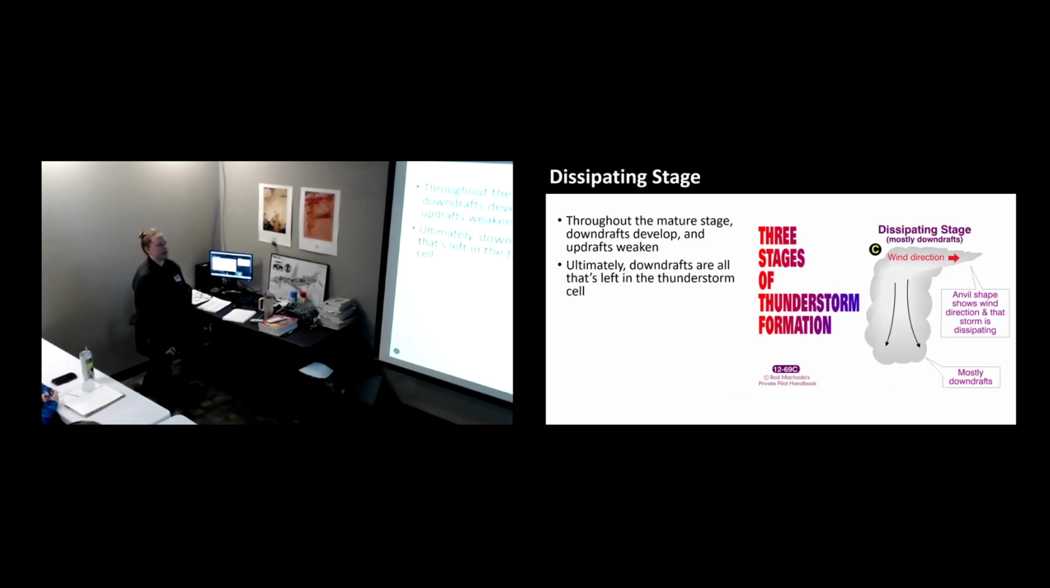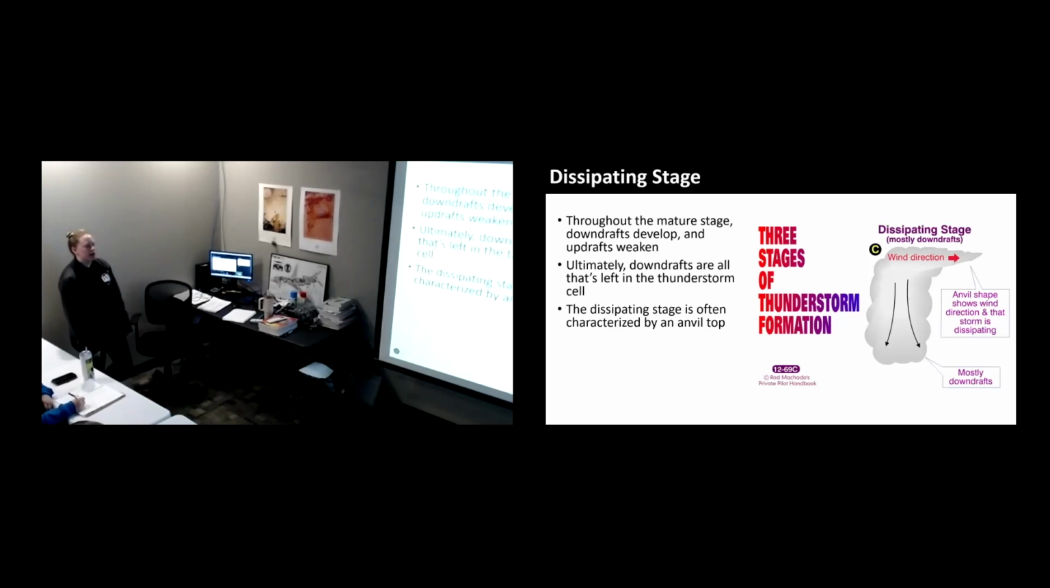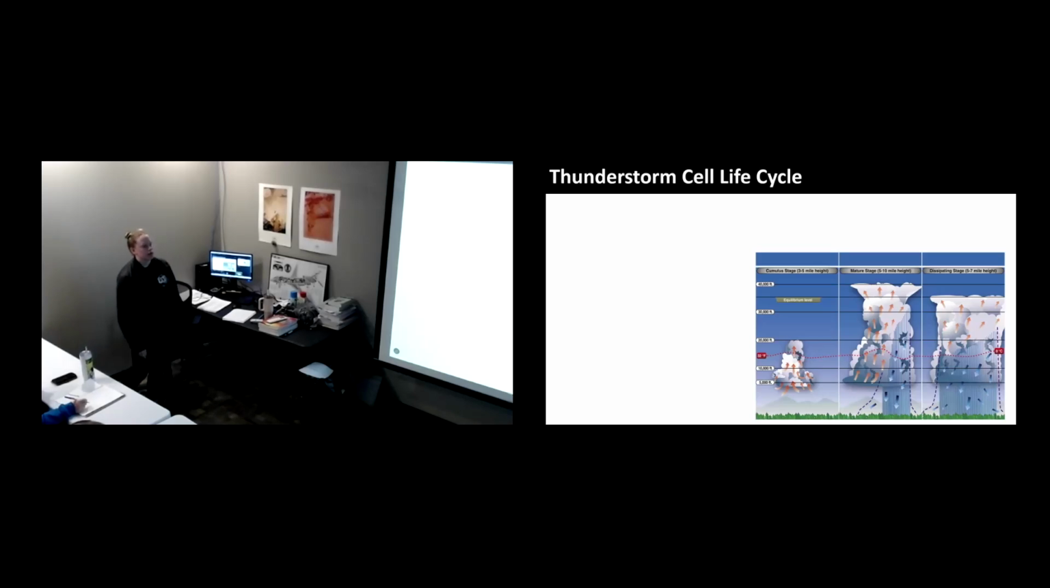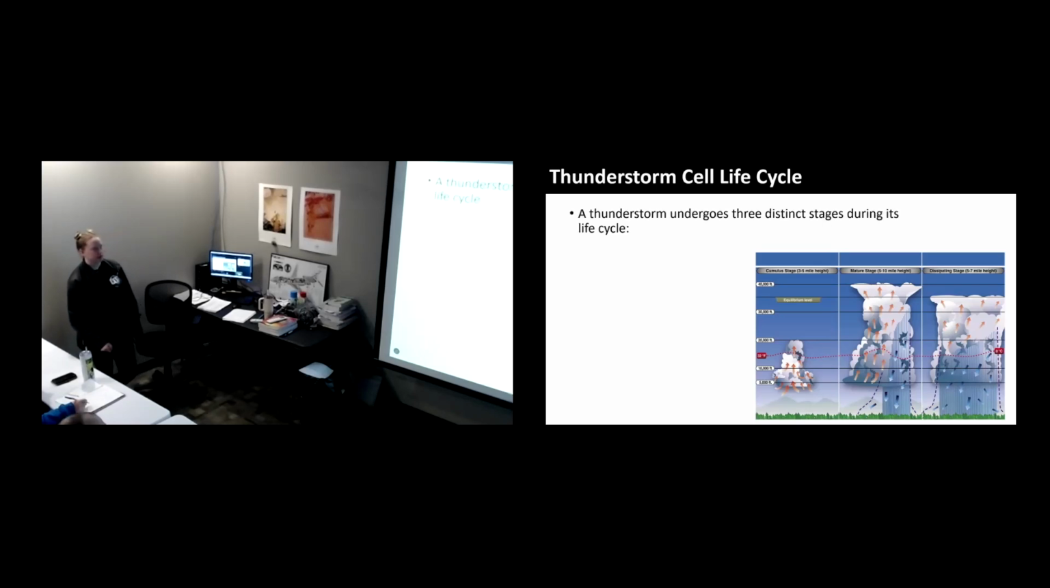And then the dissipating stage. The updrafts weaken. The downdrafts are what's left in the thunderstorm cell. It rains itself out. And the dissipating stage is often characterized by that anvil top, because the wind direction is getting pushed away. This is another picture. Got a lot of lifting. It's all coming back down.